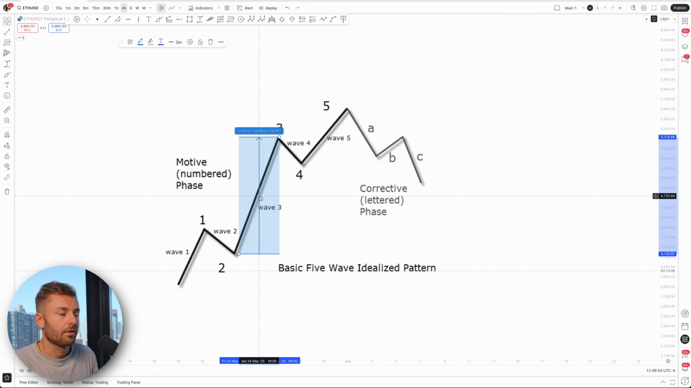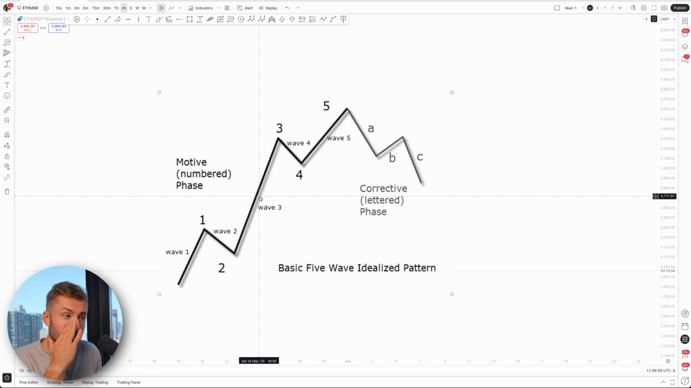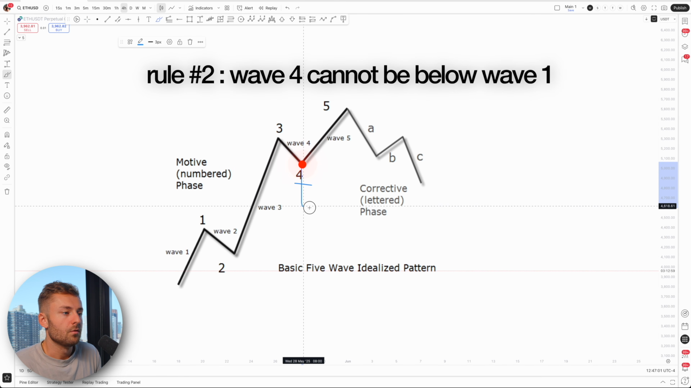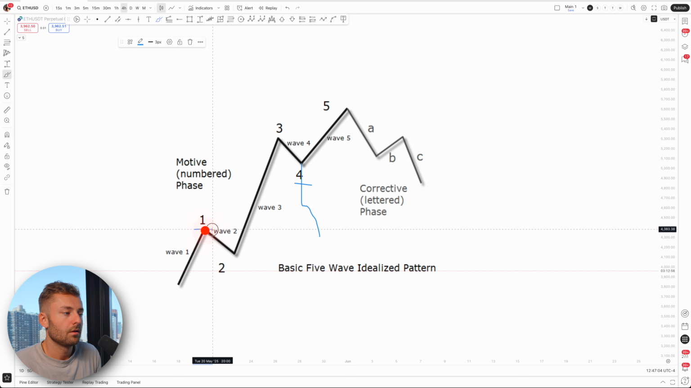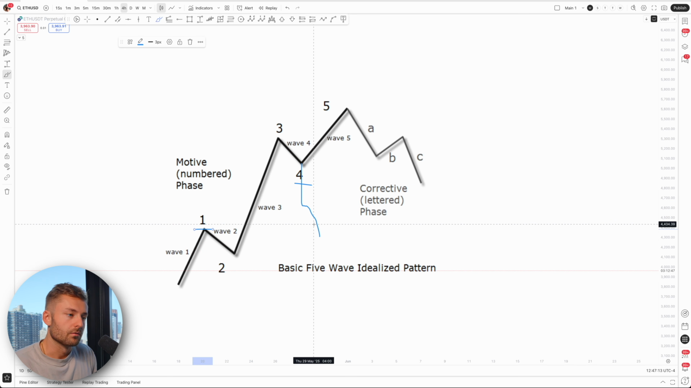That's rule number 1, that wave 3 cannot be the shortest wave. Rule number 2 is wave 4 cannot move down and consolidate below the high or low of wave 1 respectively, whether it's an up or down trend. And that is another rule of Elliott wave theory.